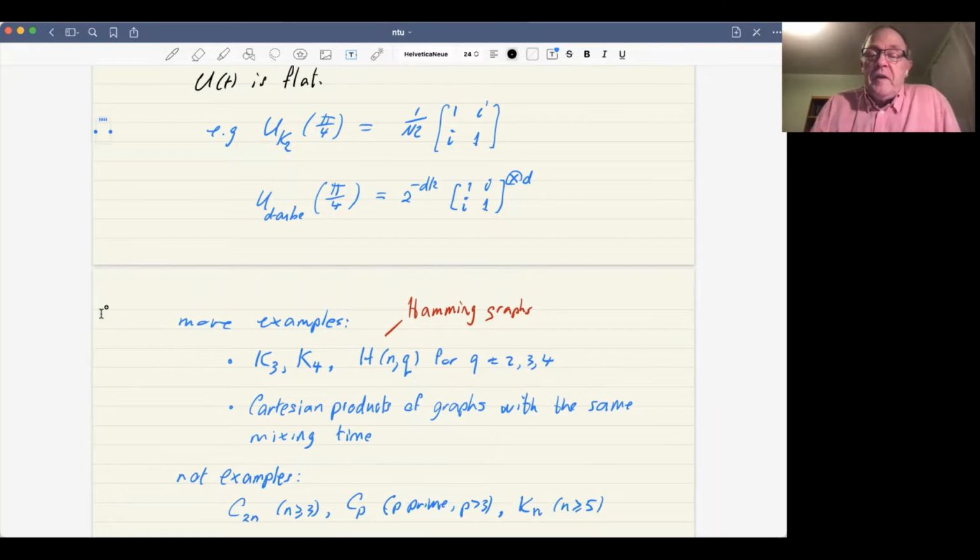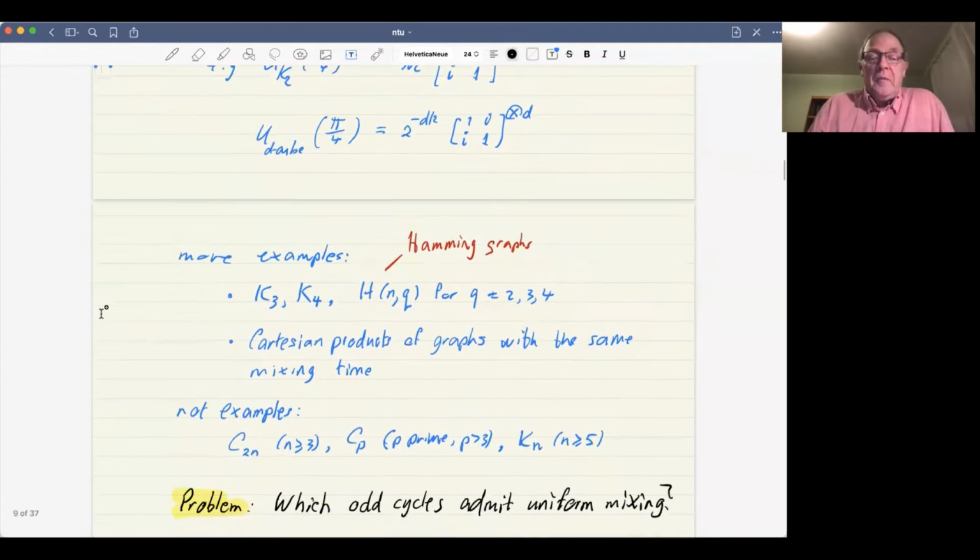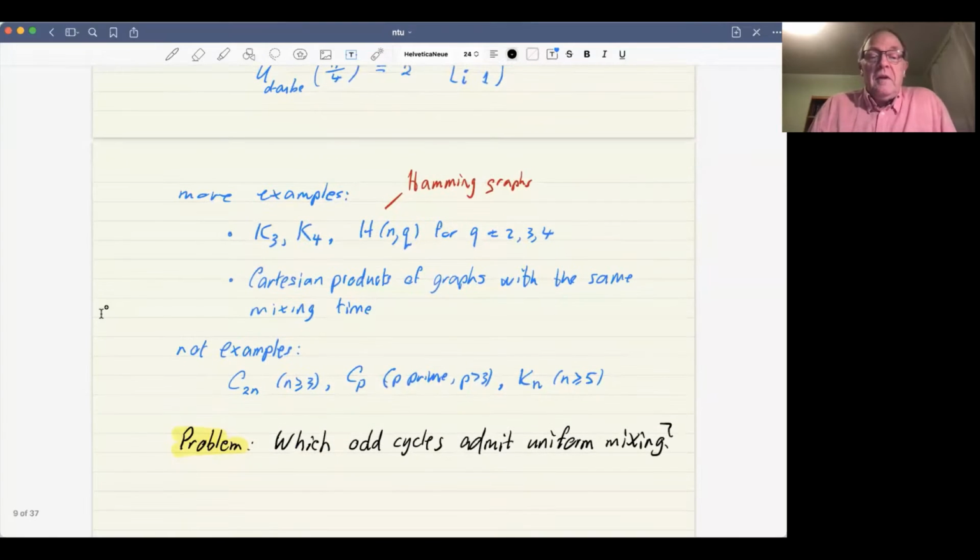Now, that last fact is fairly easy to prove because, well, I'll show you the technology in a moment, we can actually compute U of t explicitly and easily for Kn, and we can see by inspection essentially that we don't get uniform mixing, which is a bit surprising because if you think of a random walk on a complete graph, it's going to mix as fast as anything. But in the quantum case, you do not get uniform mixing. I won't go into that. And so the question which sort of concerns us is simply which odd cycles do admit uniform mixing.